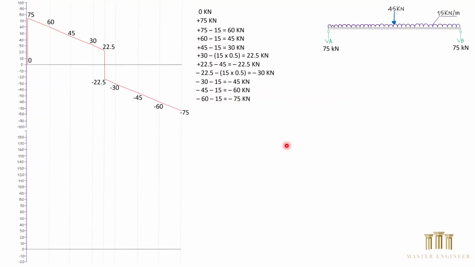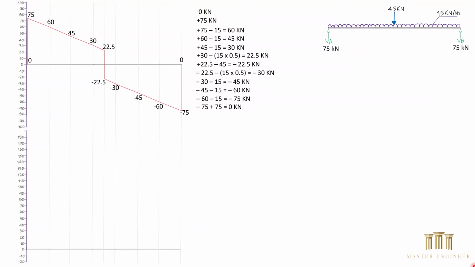And finally, from the minus 75 kilonewton, we come across the reaction force from VB, which is positive 75 kilonewton. Therefore, it would be minus 75 kilonewton plus the 75 kilonewton of the reaction. It goes back all the way to 0. We could see all our points are correct. We started from 0 and we end up at 0.